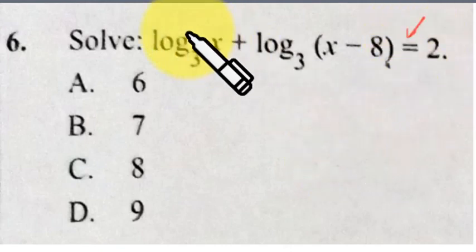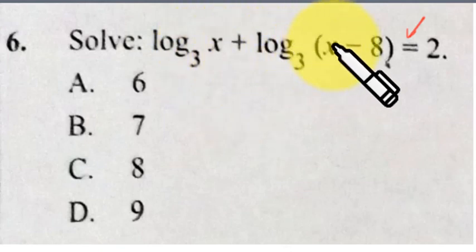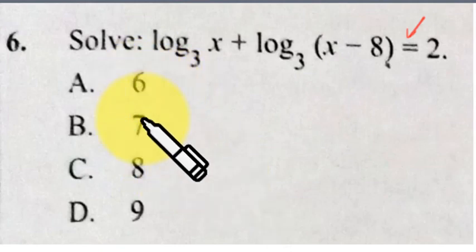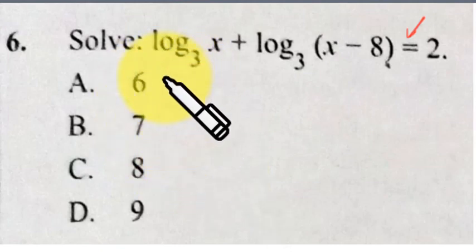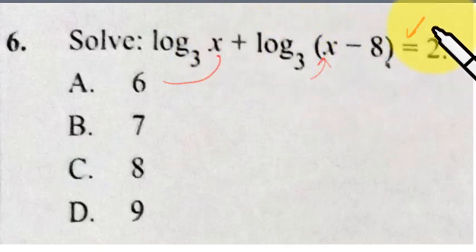So we can say that log to base 3 of x plus log to base 3 of (x minus 8) equals 2. So which of these options is correct? Which of these, when we put it here and there, will give us 2 here?